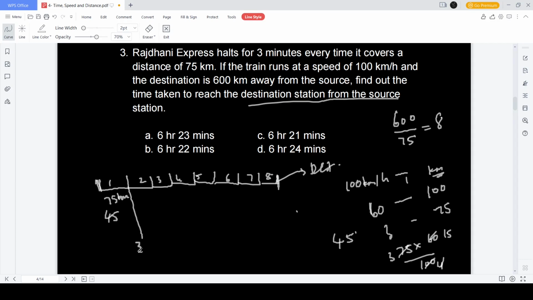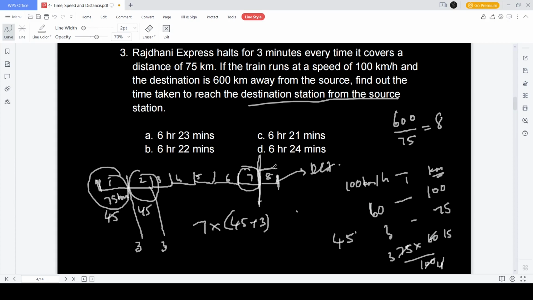Then he halts for 3 minutes. Then it takes 45 minutes. He halts for 3 minutes. Such ones are completed 7 different times. So it takes 7 into 45 plus 3 minutes to complete till here, till the last stretch.